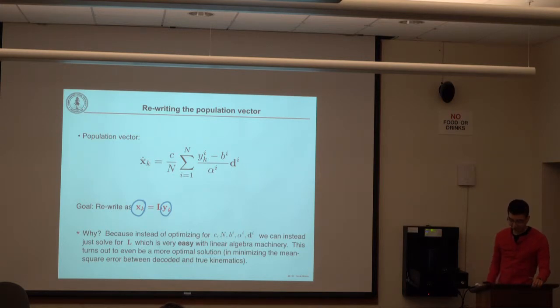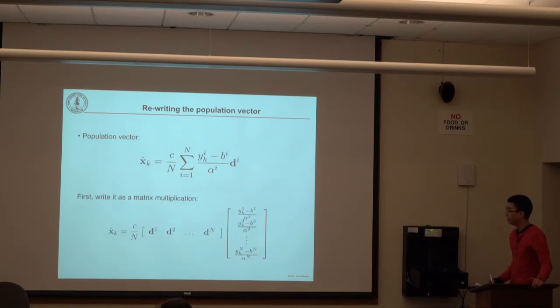And so our first step is going to be to rewrite this population vector formula in this form, x equals Ly. The first thing that we're going to do is just write this as a matrix multiplication. And so I'll take this multiplicative constant c over n and plop it down here. And then all I'm going to do here is separate the d sub i's, the preferred directions, and the factor with the neural data, these yks.